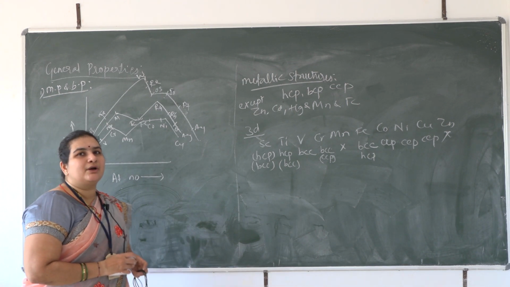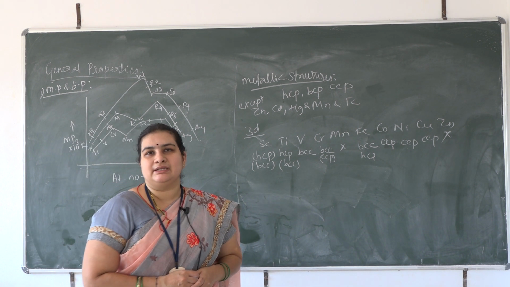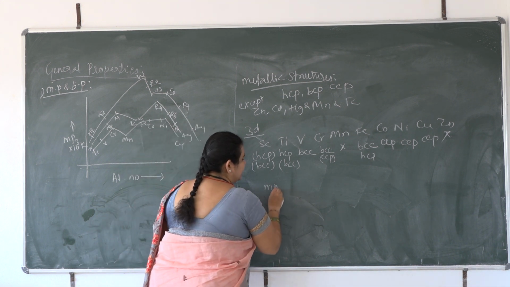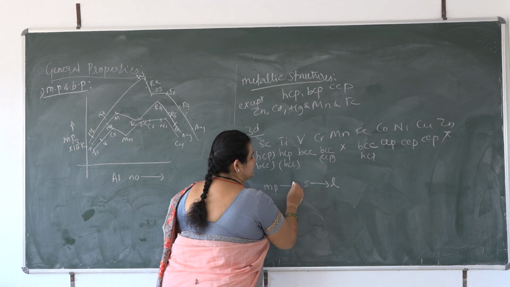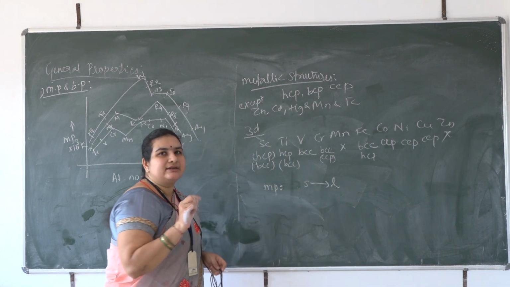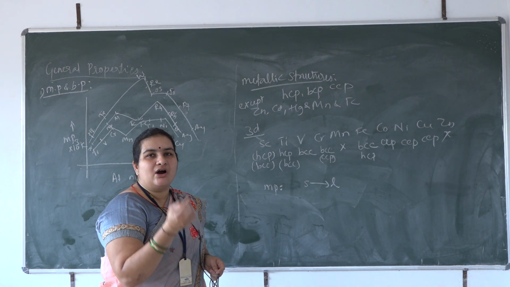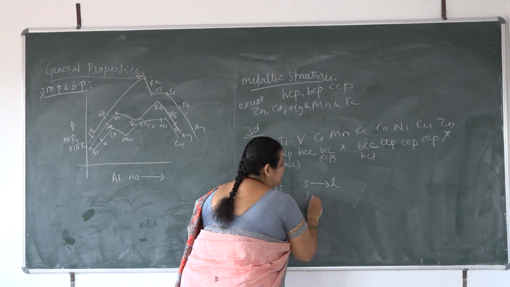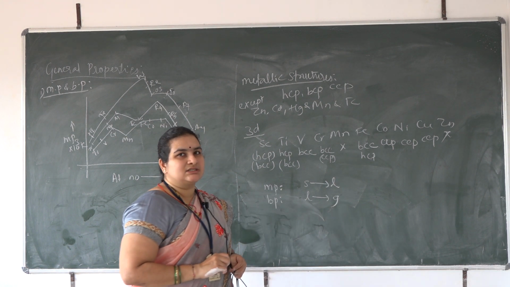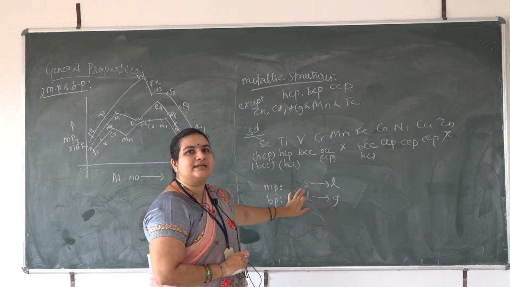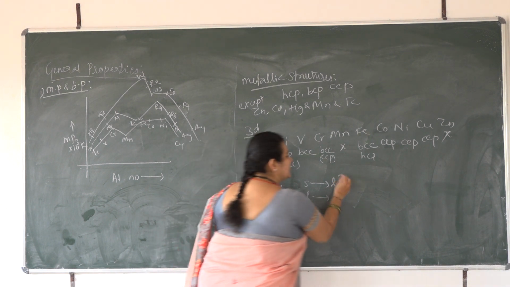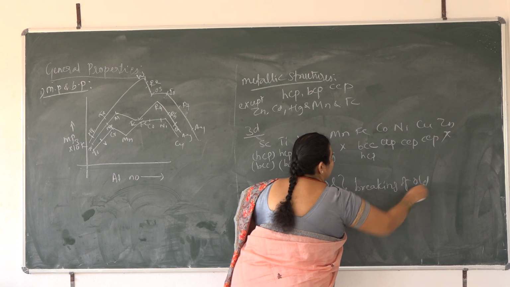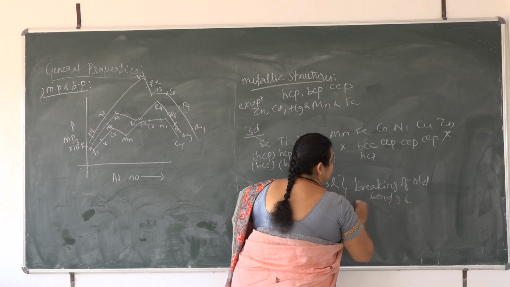What is meant by melting point or boiling point? Melting point means conversion from solid to liquid state. It is the temperature at which a solid completely turns to the liquid state, and boiling point is the temperature at which a liquid is completely converted to gas. In order to convert from one state to another, both processes involve breaking of old bonds and formation of new bonds.